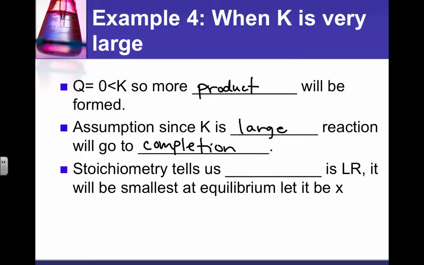So stoichiometry tells us that iodine is our limiting reagent. We're going to let it be the smallest when it's at equilibrium, because we say the iodine completely runs out, so we're going to assign the equilibrium value of iodine to be x, because that's the smallest that x can be.